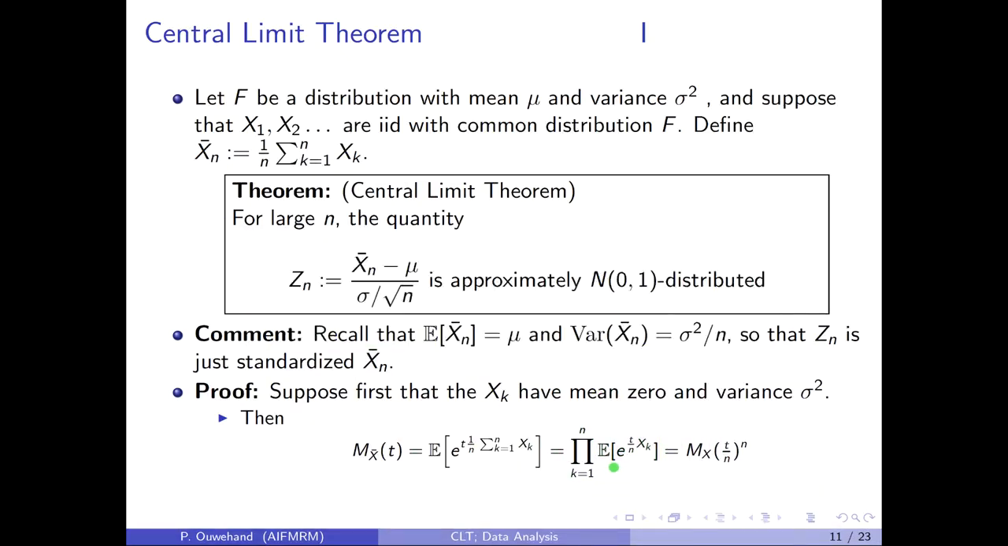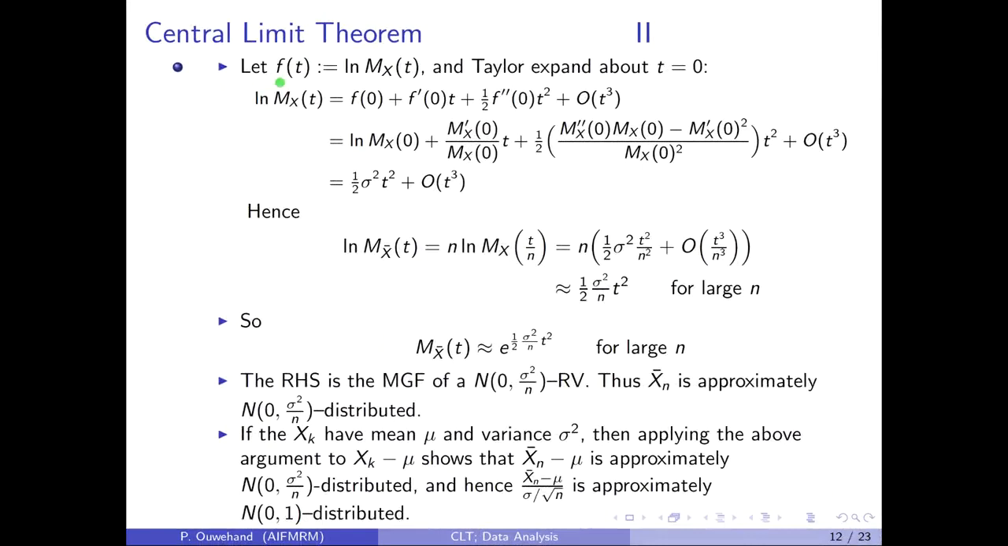Since all the xk's have the same distribution, they also have the same moment generating function, and therefore when we take a product with n factors, we get the nth power of the moment generating function of a random variable x with distribution f evaluated at t over n. Now define f of t to be the logarithm of the moment generating function of that random variable with distribution f. This x here is not the sample mean, it is a random variable with distribution f. Let's Taylor expand this up to order 2 about t equals 0.